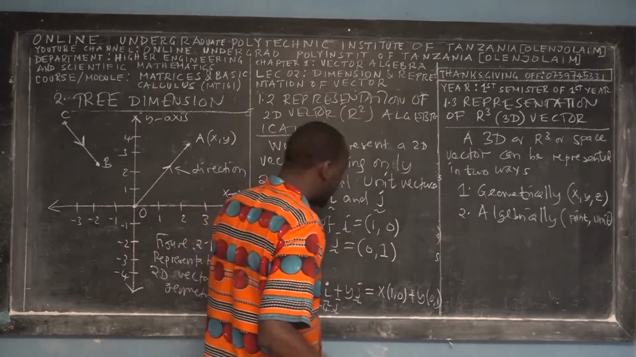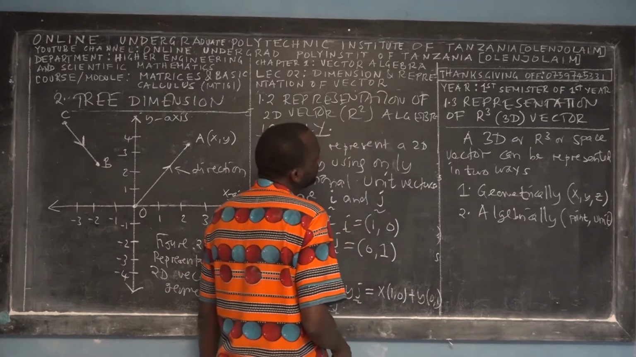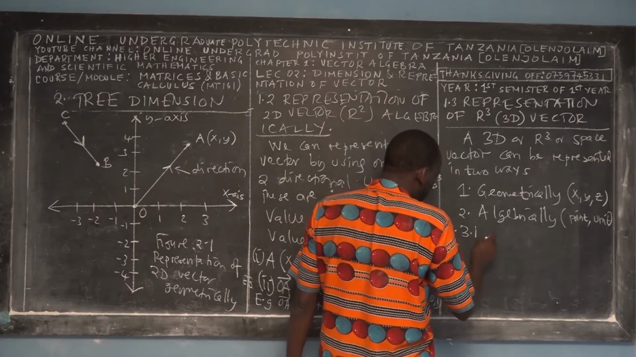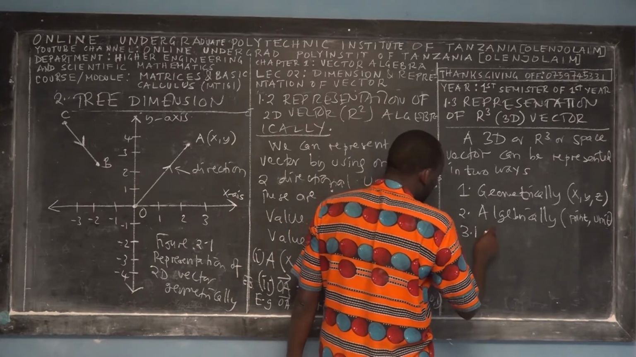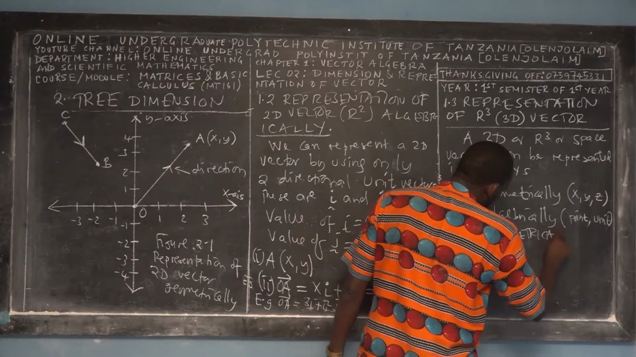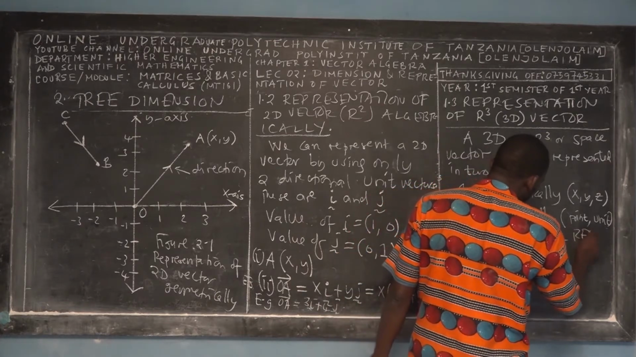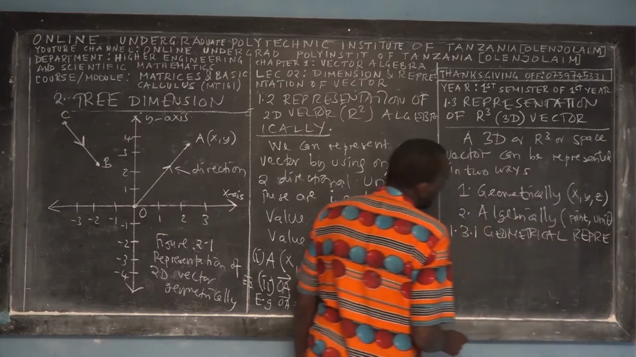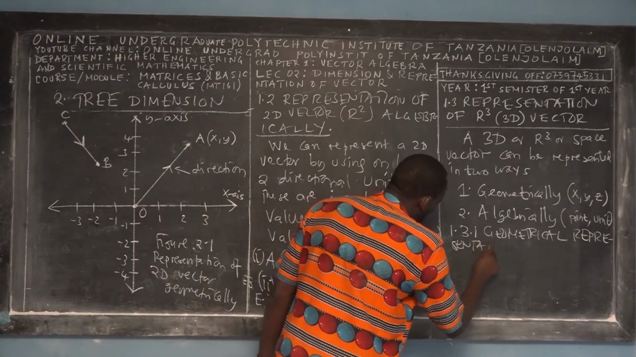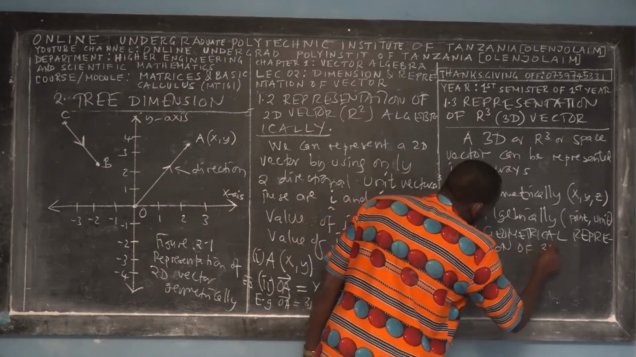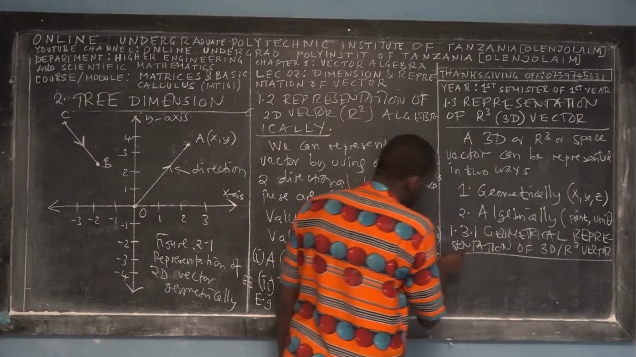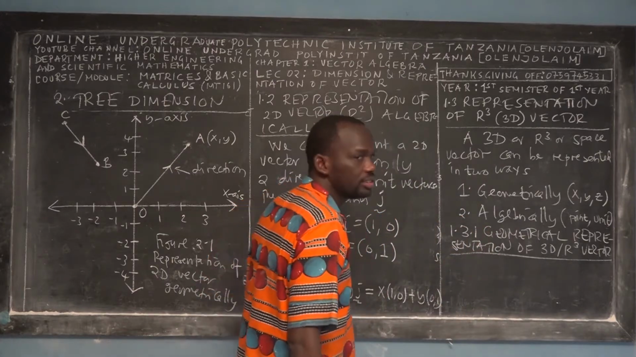Again, another point that I want to make is that I can go to 1.3.1, geometrical representation. Representing a 3D vector geometrically, or representing a vector in a plane. Geometrical representation of a 3D or R cubic vector.